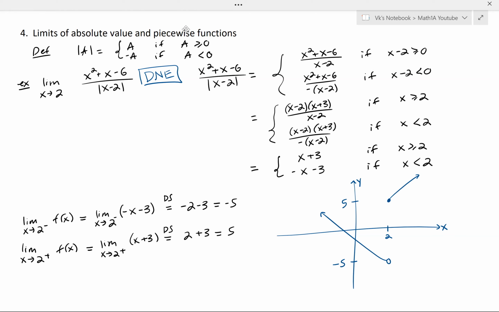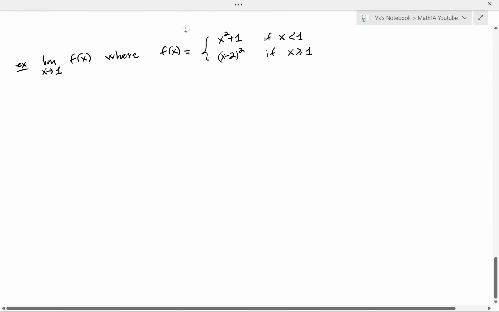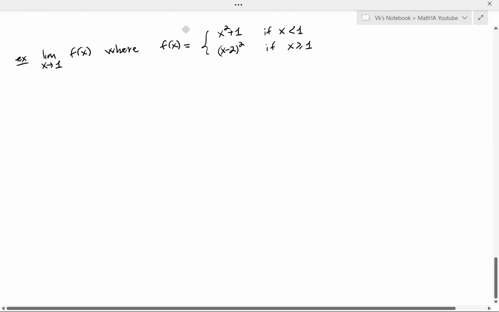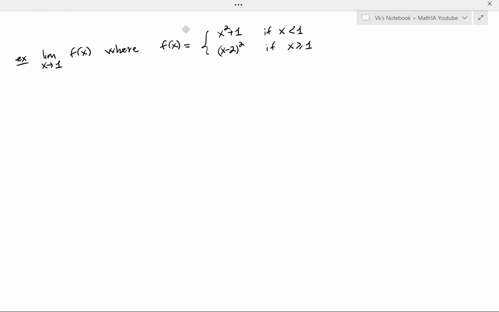Awesome. Let's do another example. Last one. The limit as x approaches 1 of f(x), where f(x) is the piecewise function: x squared plus 1 if x is less than 1, and (x minus 2) squared if x is greater than or equal to 1. We have the limit as x approaches 1 on the left side of f(x), and that is the same as the limit as x approaches 1 on the left side of x squared plus 1. Do a direct substitution here. 1 squared plus 1 equals 2.